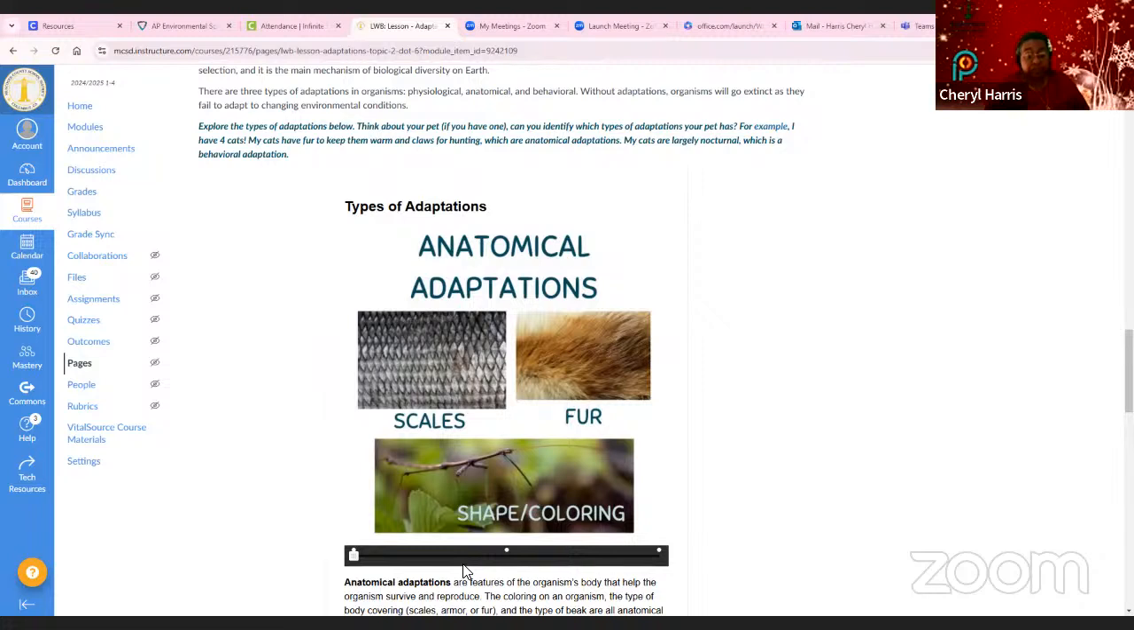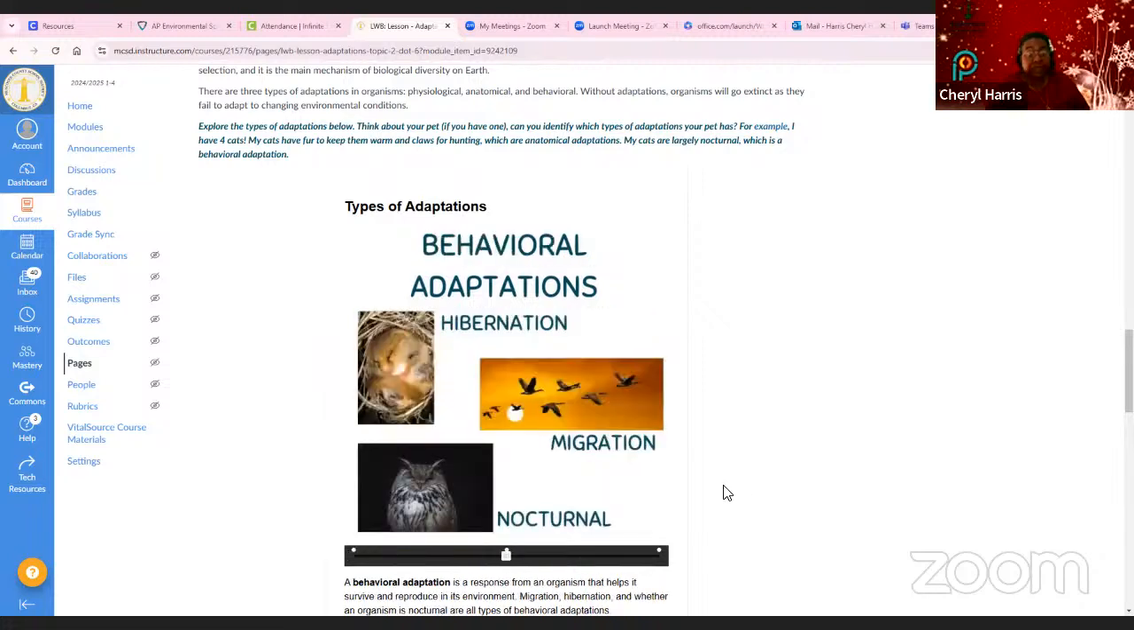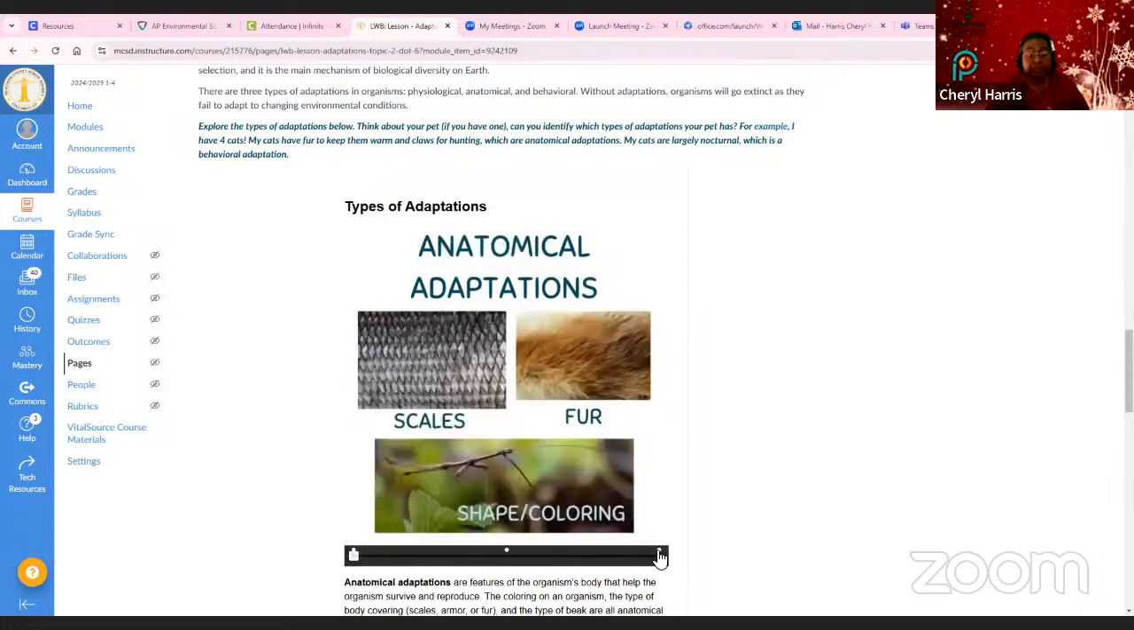Coloration usually refers to being able to blend in with their environment so nobody sees them there and they can live in peace and harmony because nobody sees them.